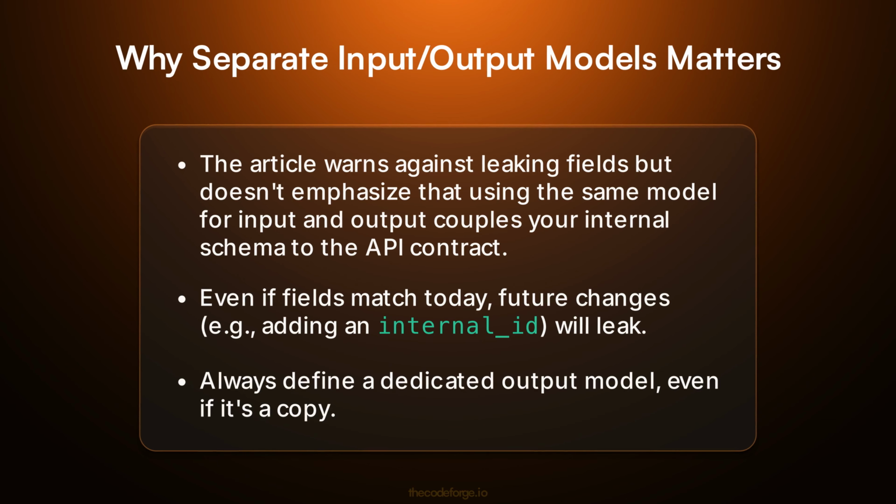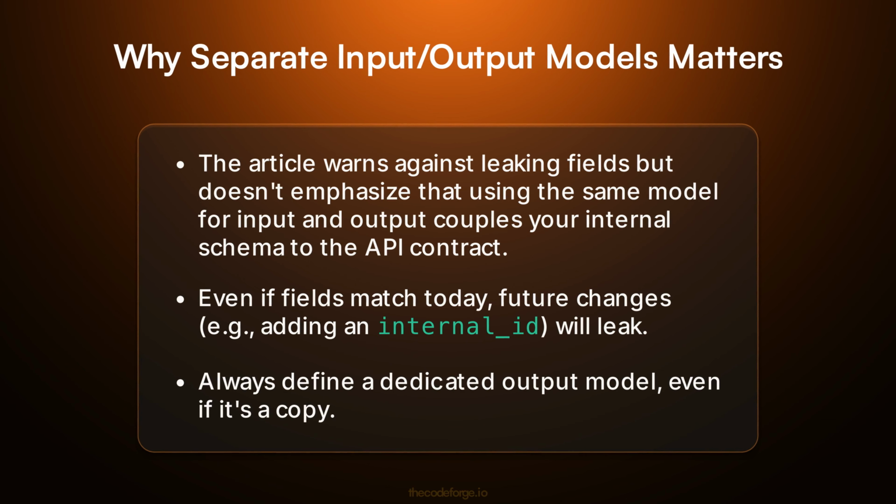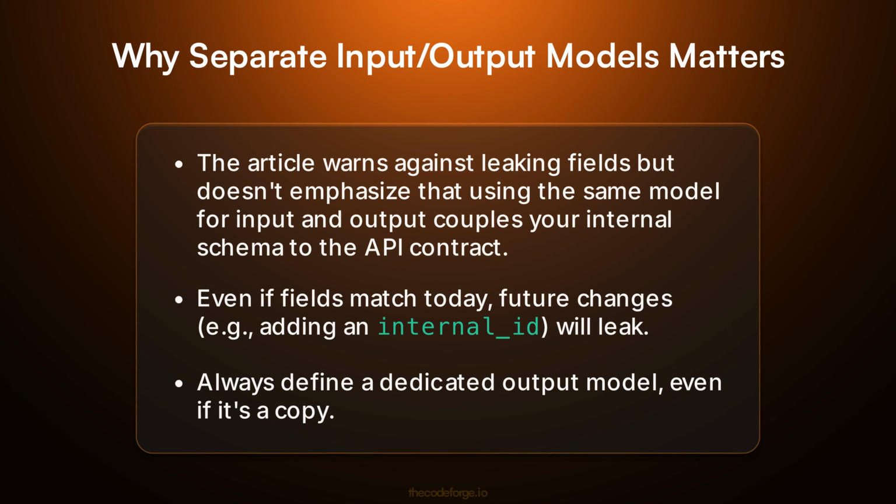The article warns against leaking fields, but doesn't emphasize that using the same model for input and output couples your internal schema to the API contract. Even if fields match today, future changes, e.g., adding an internal_id, will leak. Always define a dedicated output model, even if it's a copy.